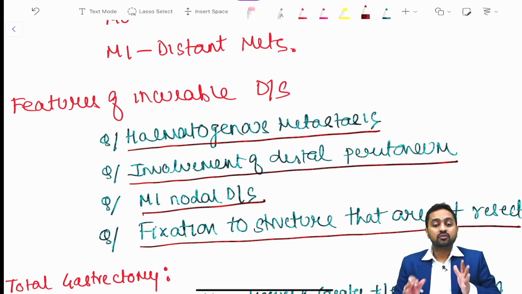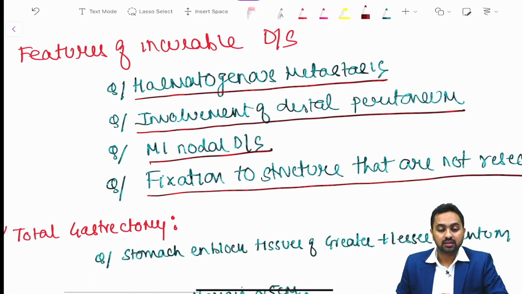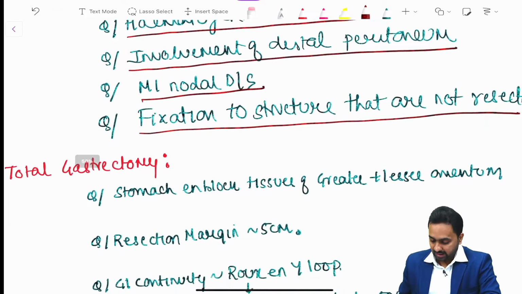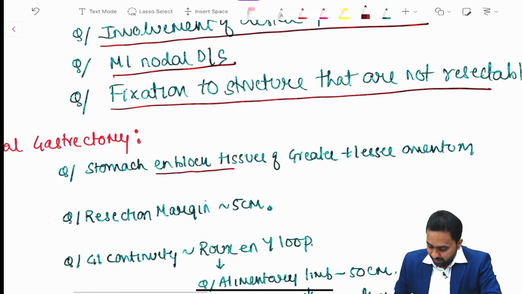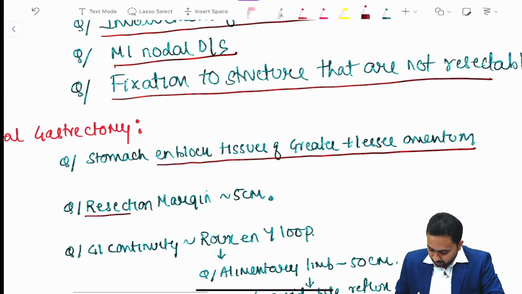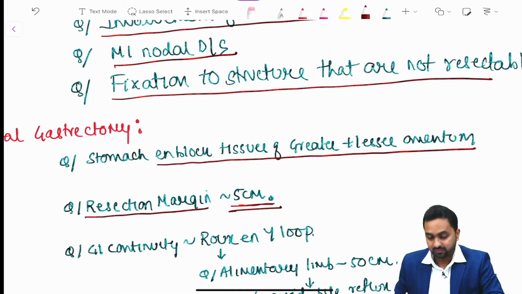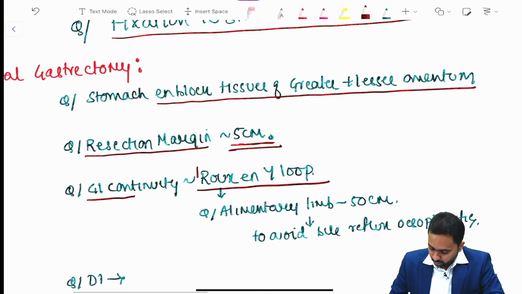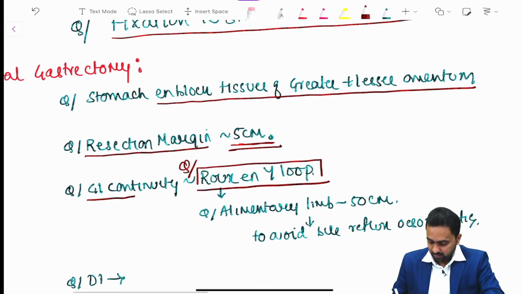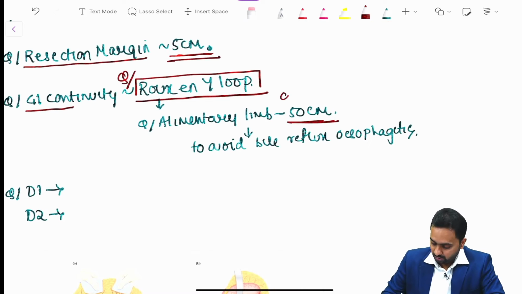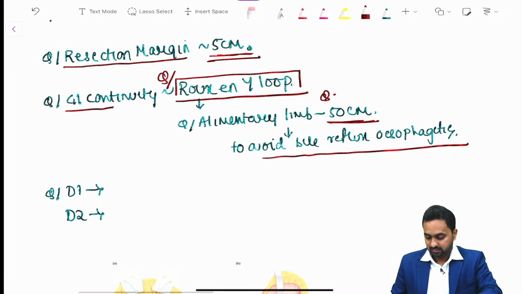Now, in case of an operable disease, the treatment would include a total gastrectomy. What happens in a total gastrectomy is that the stomach is removed en bloc with the greater plus lesser omentum. You have a resection margin that needs to be taken, around 5 cm, and GI continuity is maintained with a Roux-en-Y loop. The minimum length of the alimentary limb should be 50 cm. Why? To prevent bile reflux esophagitis, right?